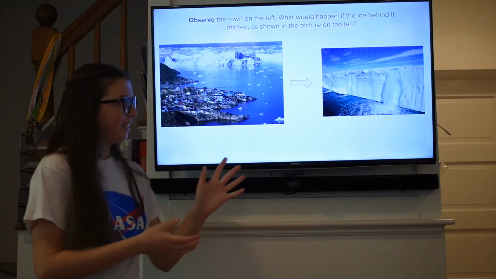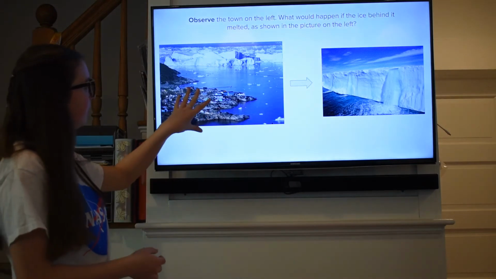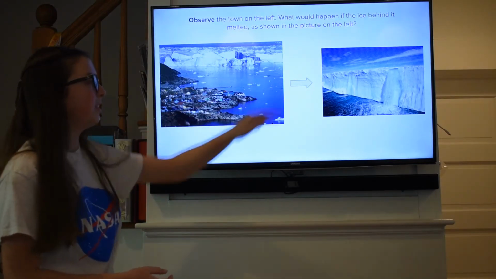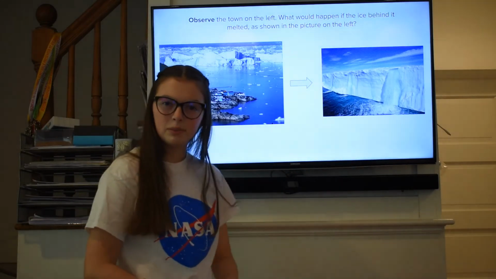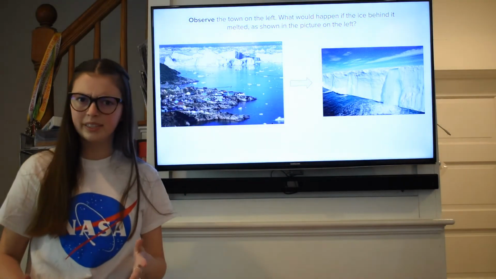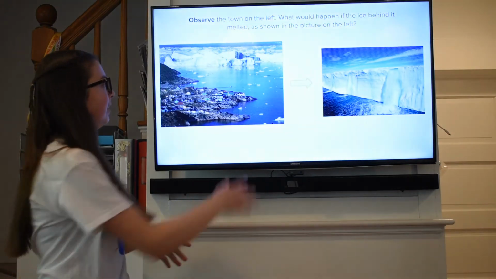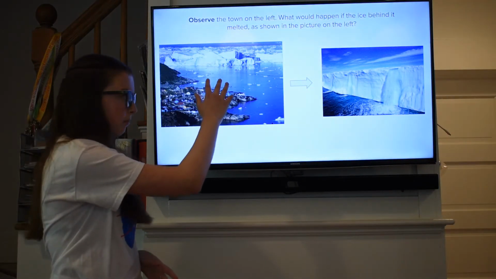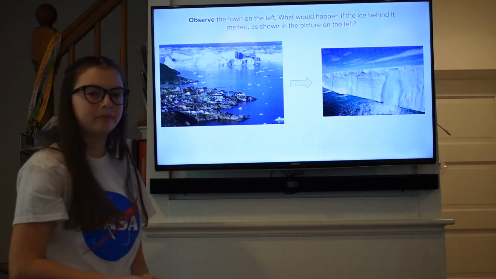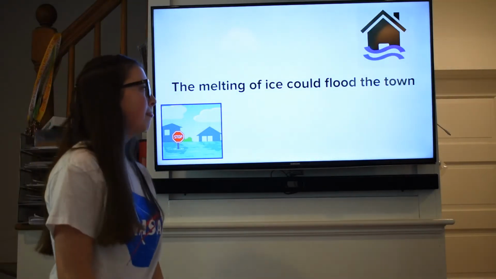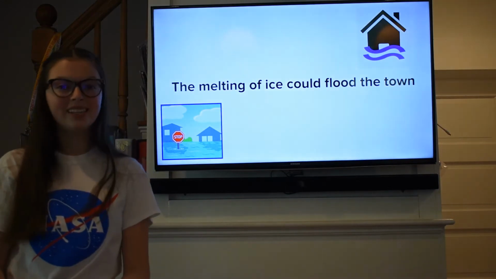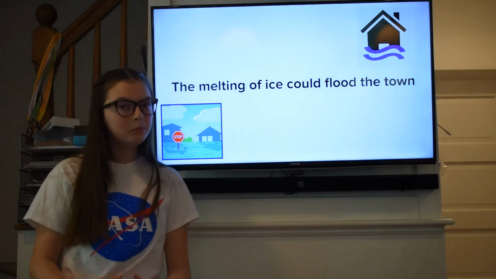So now let's look at this. This is a town here, lots of colorful houses, some icebergs in the background. But as we see here, there's a lot of water falling from those icebergs because they're melting. So what would happen if these icebergs here melted with this town here? What do you think? I think that it could flood the town. So that's another thing. Higher sea levels means more flooding.